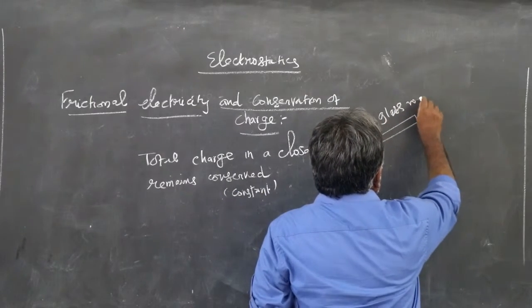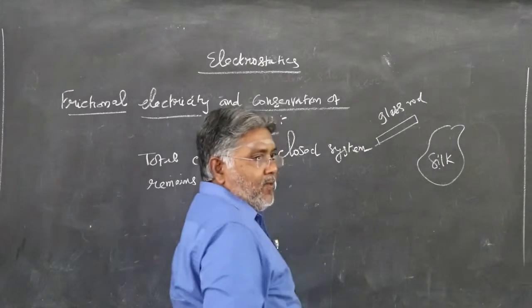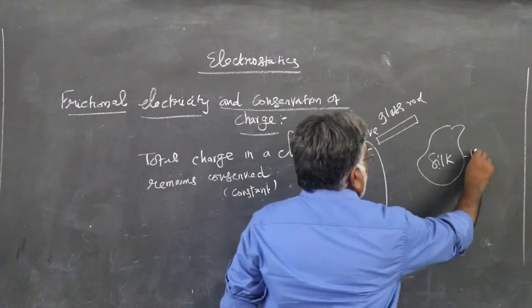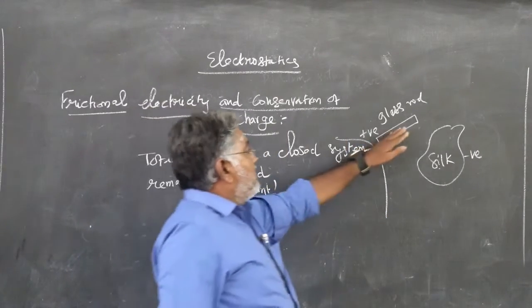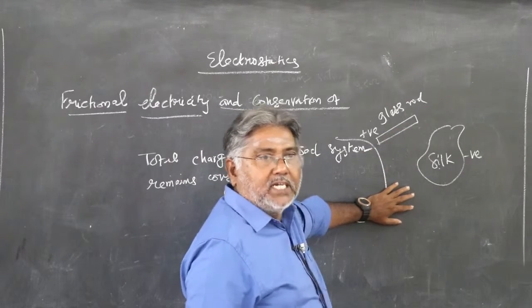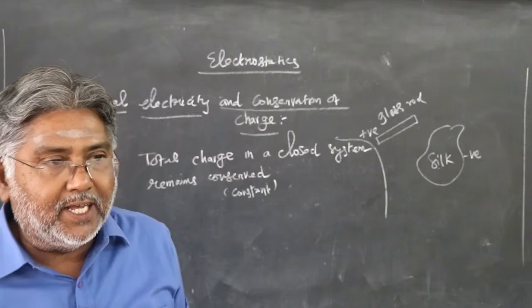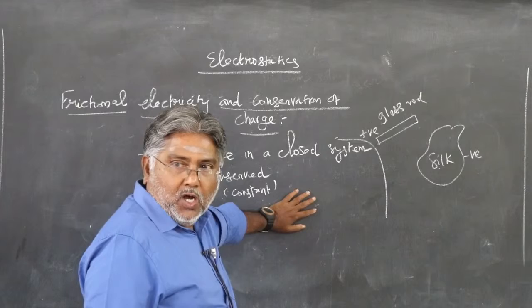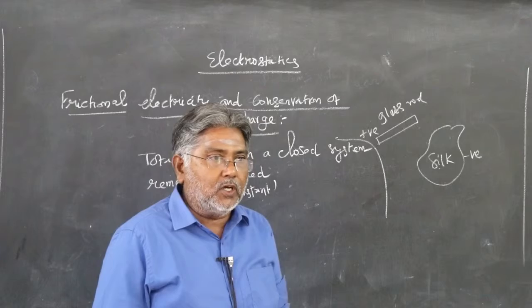This is a glass rod. When you rub it with a silk cloth, the glass rod becomes positively charged and the silk cloth becomes negatively charged after the rubbing phenomenon. At first sight, it appears as if we have created charges, as if it is a violation of conservation of charge, but in reality it is not a violation. That is the main idea of the question: how this kind of frictional electricity is consistent with the law of conservation of charge.